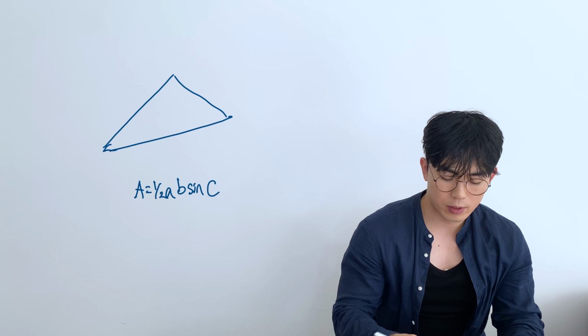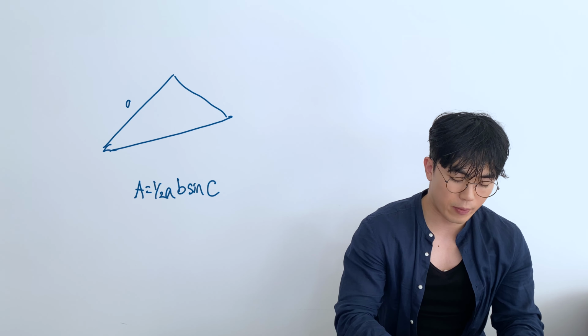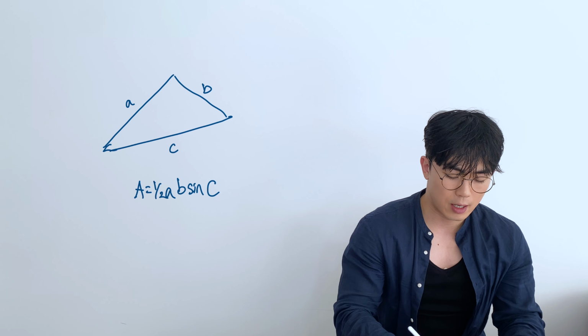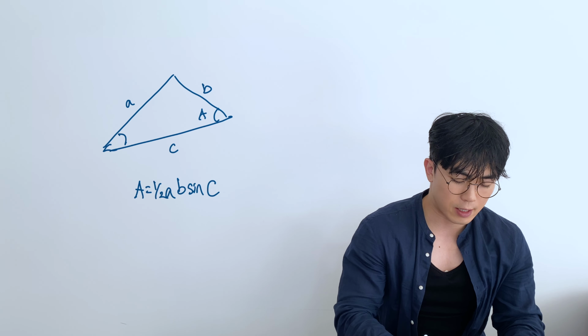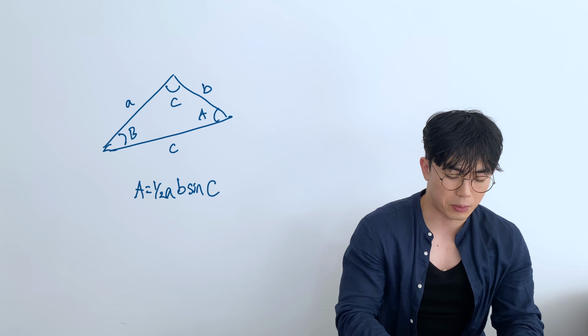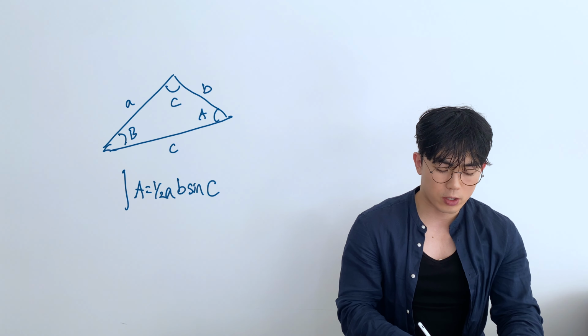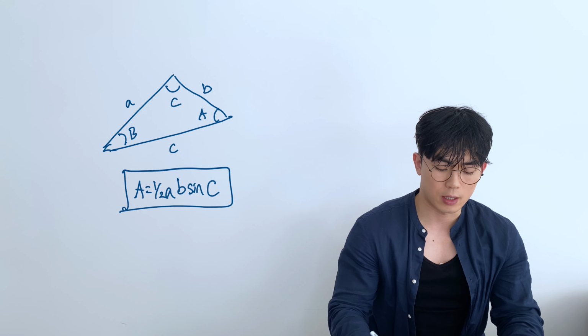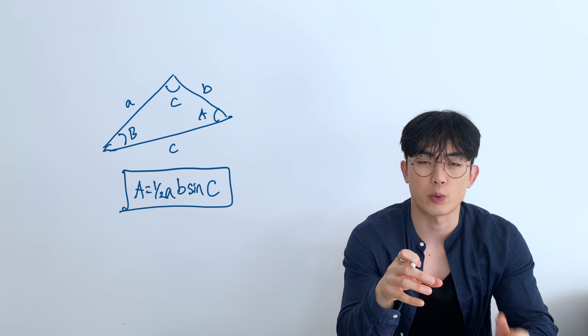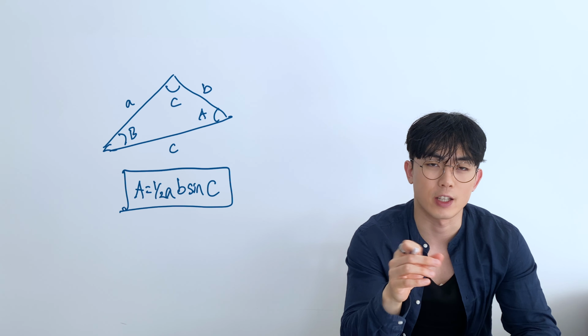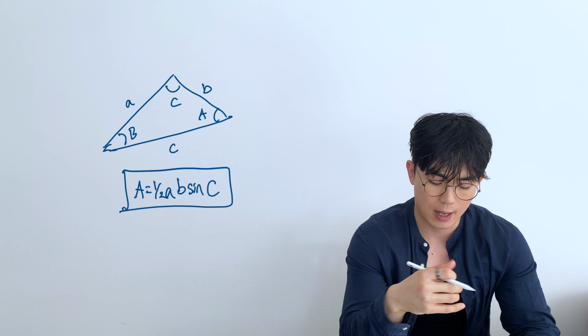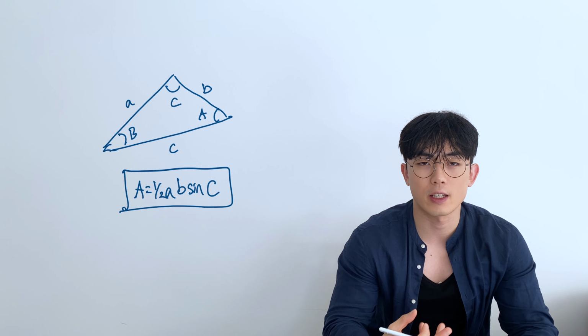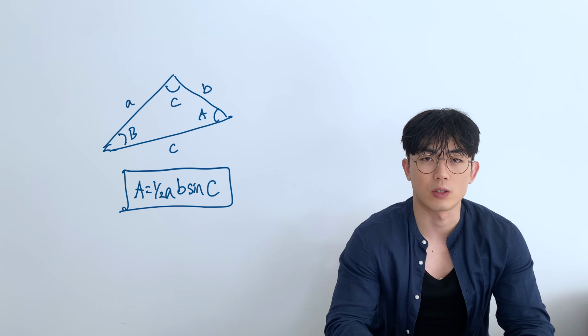Right, so same notation as before. If we have a, b, c as the lengths, then we have the opposite sides as the angles capital A, capital B, and capital C. So for this equation to work, you need to know the lengths and then the angle in between. So similar to the cosine rule, right? You need to know the lengths either side and the angle in between, and then you can just plug the numbers into this equation and find the area of the triangle.